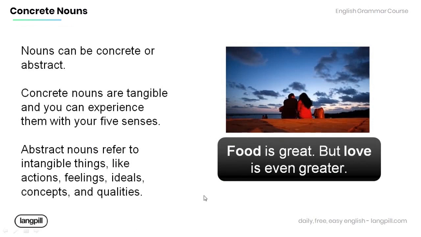Have a look at the example over here. Food is great, but love is even greater. Note that the noun food in the sentence is a concrete noun because food is tangible and you can experience it with your five senses. Love, on the other hand, is an abstract noun because it refers to something that is intangible, a feeling.